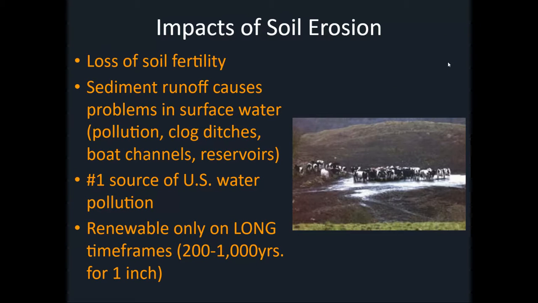So some impacts of soil erosion. We already talked about the loss of soil fertility, that topsoil where the nutrients are found. Sediment runoff causes problems in surface water. This is a common source of pollution, especially if chemicals and fertilizers are not used properly and they run off into surface and groundwater reservoirs, and that water will become polluted. As it says, it's the number one source of U.S. water pollution. It's renewable only on long-term time frames, and we've already talked about that. It takes anywhere from 200 to 1,000 years to replace 1 inch of soil.